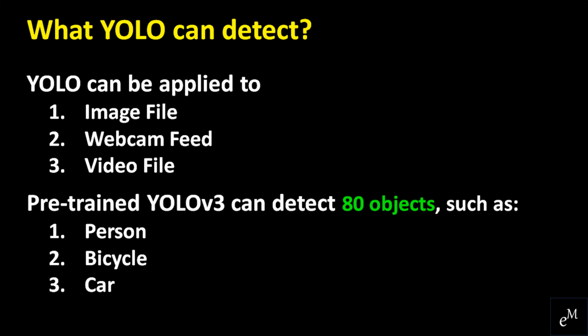Our inputs can be in 3 forms: image file, webcam feed, or video files. And with the use of the pre-trained YOLO models, it can detect up to 80 objects, such as person, bicycle, car, motorbike, aeroplane, bus, and etc. If you want to know more about that, you can refer to the COCO files for details.